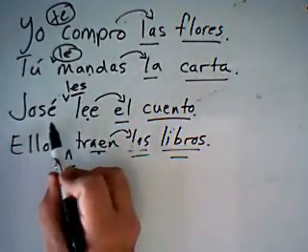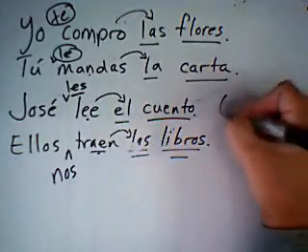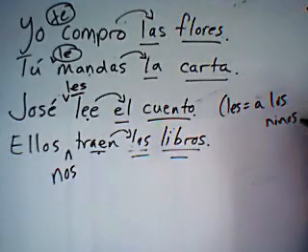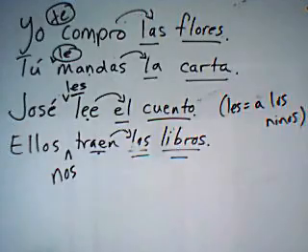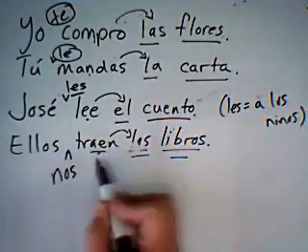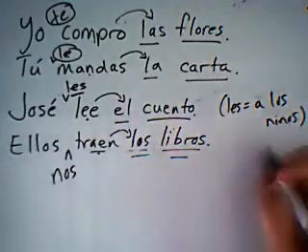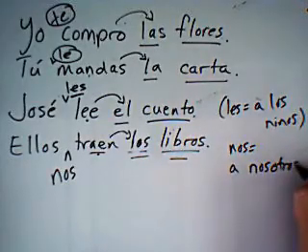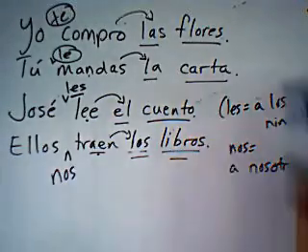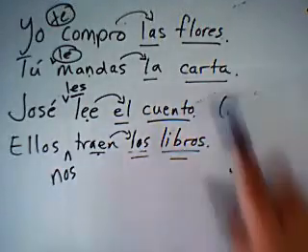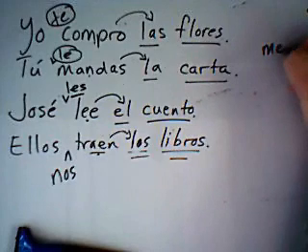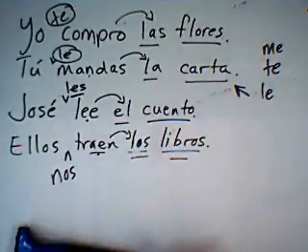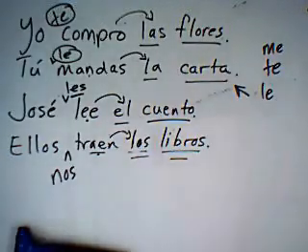In this case, José les lee el cuento. We know that les, in this case, equals a los niños. Okay? Les equals a los niños. And in the last sentence, ellos nos traen los libros, we know that nos equals, of course, a nosotros, to us, okay? So the indirect object pronouns, for example, which are me, to me, te, to you, le, in this case, to Ana, but it could be to him, to her, whoever those people happen to be.